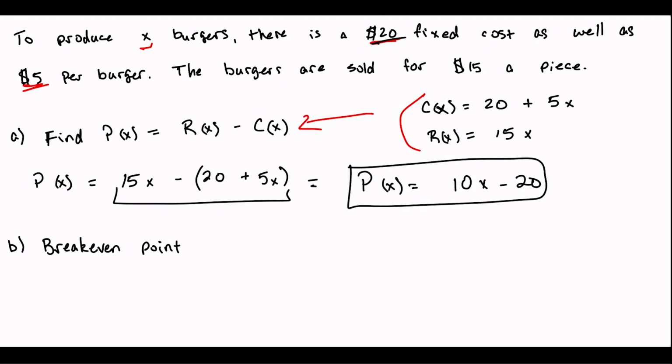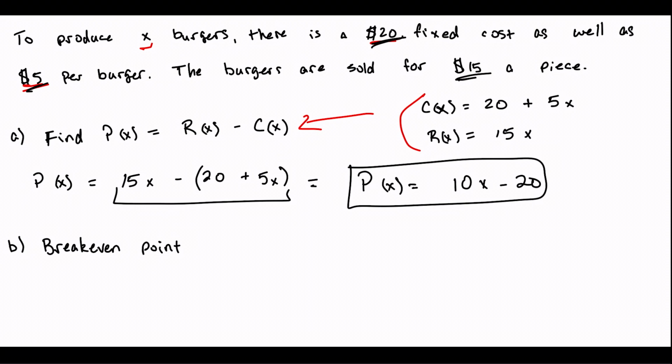So finally, we understand that if we have these parameters, $20 fixed cost, $5 variable cost, and $15 revenue per burger, the profit is going to be 10x minus 20. 10 times the number of burgers I sell minus 20. So that's the answer to the first part here.